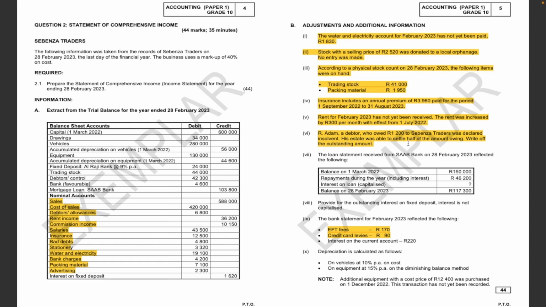So let's keep moving. We're given another one here which we have not highlighted: the loan statement received from Sub Bank on 28th February 2023 reflected the following: balance on 1 March 2022, repayments during the year, interest on loan, and balance on 28th February 2023. So we're already doing the interest expense, so we might as well get it over and done with. We're told that it reflected the following: we owed 150,000 rand, and at the end of the financial year we owe 117,300 rand. So what's the difference between the two?